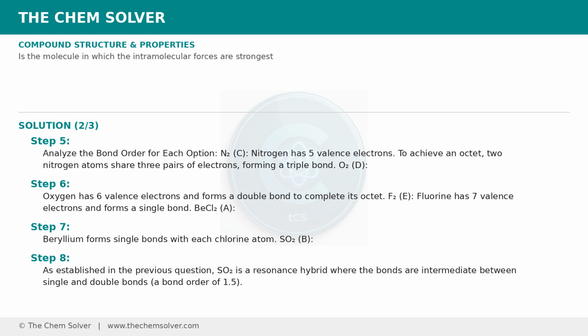BeCl2, A, beryllium forms single bonds with each chlorine atom. So too, B, as established in the previous question, is a resonance hybrid where the bonds are intermediate between single and double bonds, a bond order of 1.5.